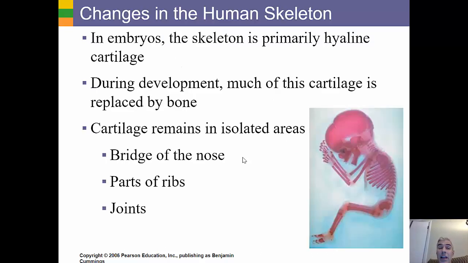Now, interestingly, the human skeleton in embryos is primarily made of just hyaline cartilage, not bone. So very early on during development, the skeleton is very squishy. And eventually that cartilage, during development over the course of those 9 to 10 months in utero, but then even after the fact, becomes more and more ossified, or turned into bone, over time. But cartilage will remain in certain places, like the bridge of your nose, right? Parts of your ribs, the joints, your ears, that kind of thing.